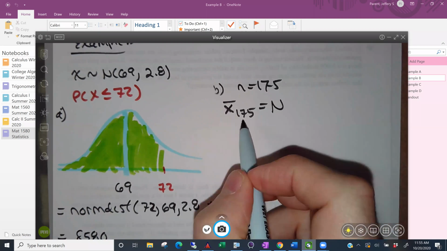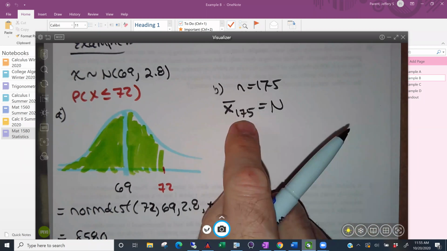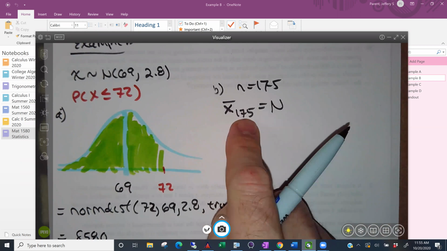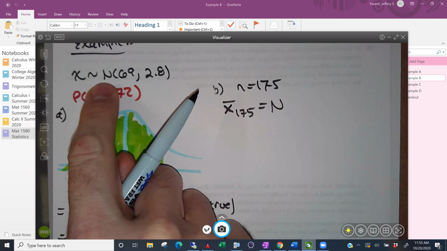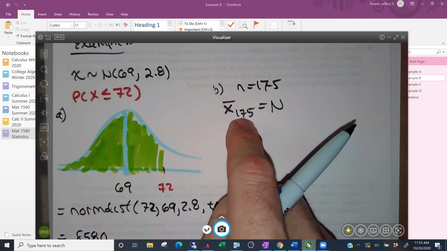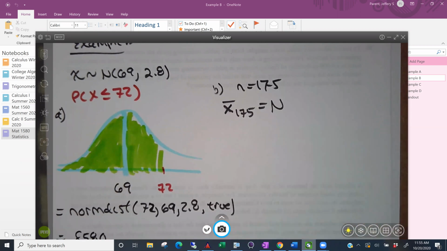Well, this is going to have a normal distribution for 2 reasons. 1, the sample size is large enough, it's greater than 30. And 2, it's coming from a population which is normally distributed to begin with. So this definitely has a normal distribution. And let's find out some more about that normal distribution.